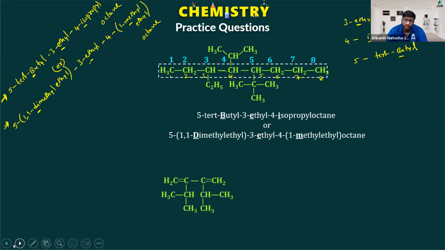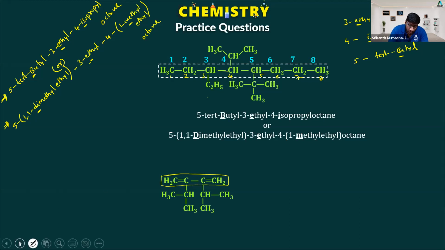Try to name this compound. CH2 double bond C, CH, CH3, CH3. I have to include all the double bonds, right? So if I want to include both the double bonds, I can only select this chain. Is there any other possible chain? If I consider this chain 1, 2, 3, 4, 5, 6, I am not including the carbons which possess the double bonds. So only this chain, with 1, 2, 3, 4 carbons.